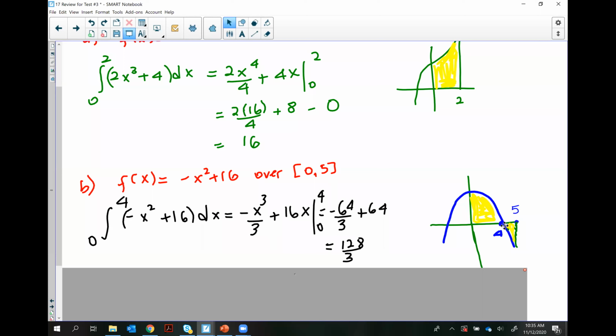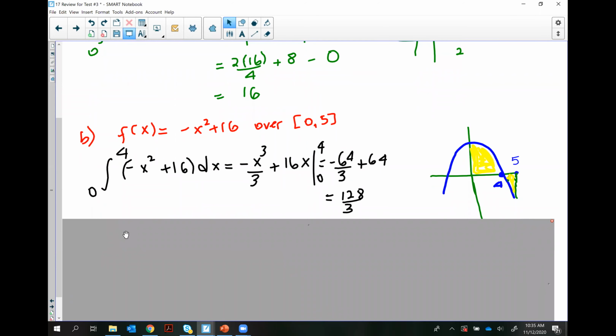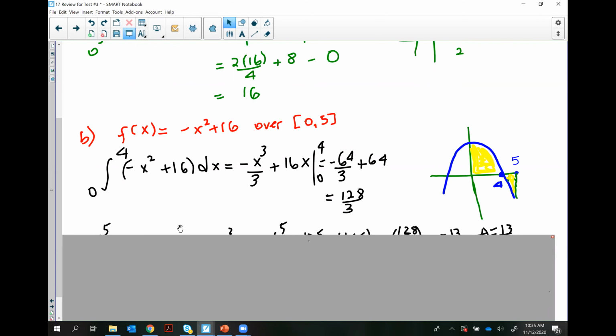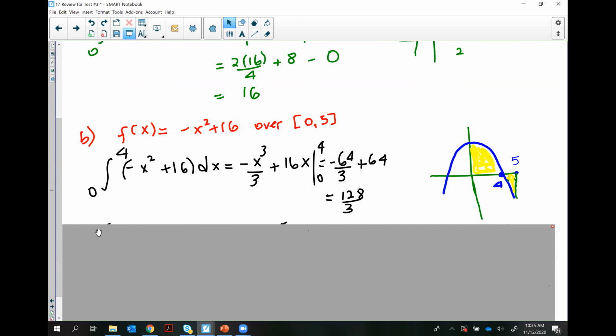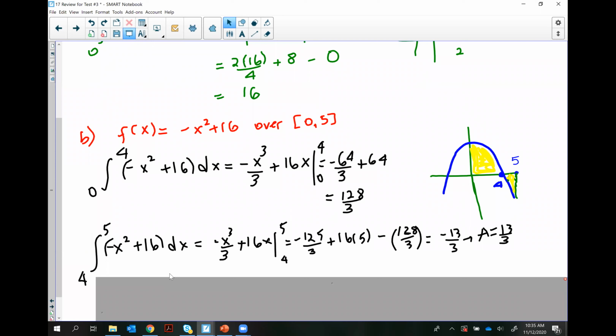So now when we integrate from 4 to 5, we expect to get a negative answer. Did anybody get that part? Integral from 4 to 5. What did you get there? So same antiderivative, you plug the upper limit in, minus plug the lower limit in. When you plug the lower limit in, we already got that up there, right? 128 over 3. I'm just going to use that same value here when I subtract.